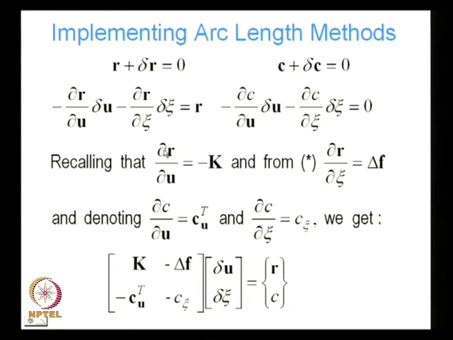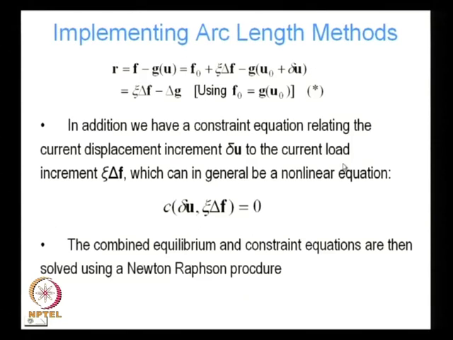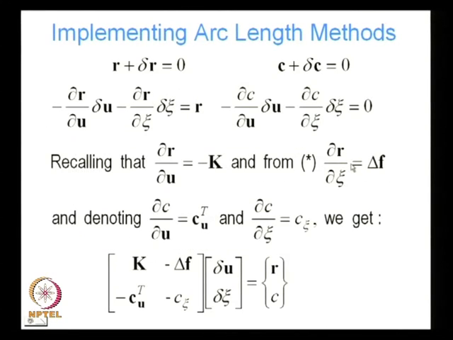So, recall del r del u is equal to minus k, because that is my tangent stiffness, and del r del xi is equal to delta f. Why is that? Well, let's go back and take a look. Here we have our expression for r. If I take the partial of r with respect to xi, I get delta f. So, del r del xi is equal to delta f.